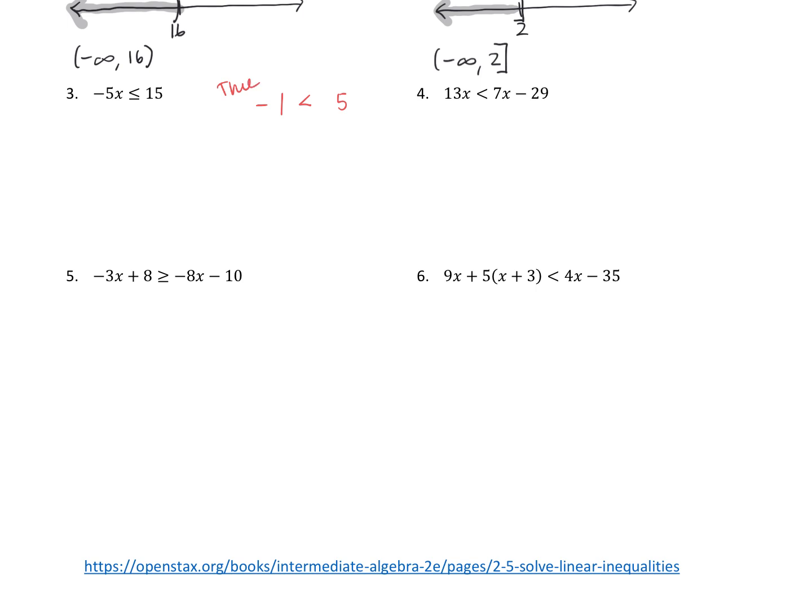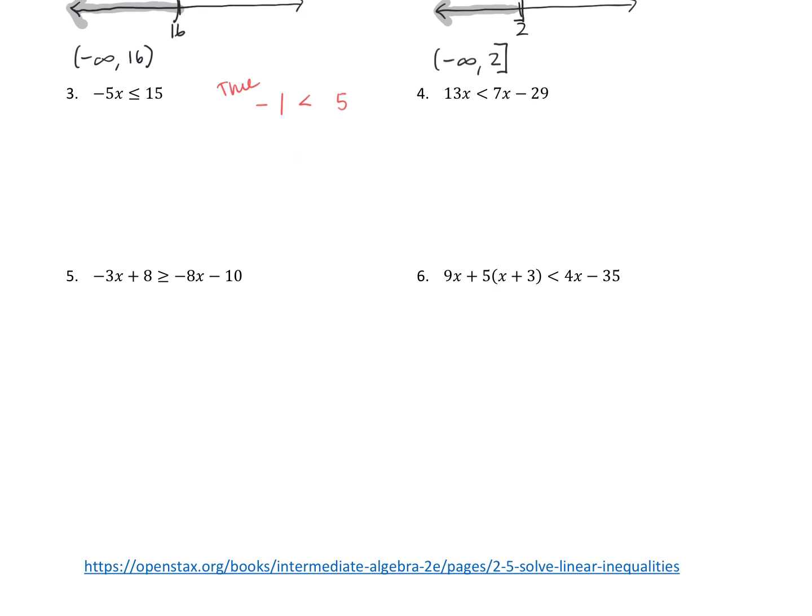We should be able to add the same thing to both sides and keep it a true statement. For example, if I wanted to add 1 to both sides, I would get 0 is less than 6. And we would agree that that is still a true statement. So that means we can add the same number to both sides and keep it a true statement.